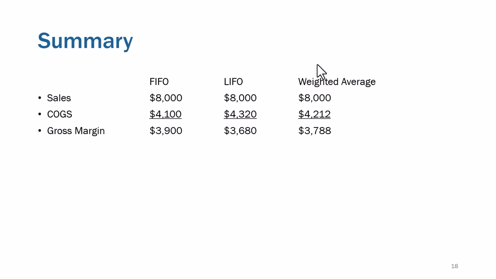So if prices are increasing, that's a period of inflation. Under FIFO, we're selling the old stuff, so that's going to have a lower cost of goods sold. That's why profits are the highest under FIFO in a period of inflation, because we're selling the old stuff, which has the lowest cost of goods sold on it. LIFO is we're selling the new stuff, and under inflation, that's going to have a higher cost, and then weighted average is going to be in the middle.